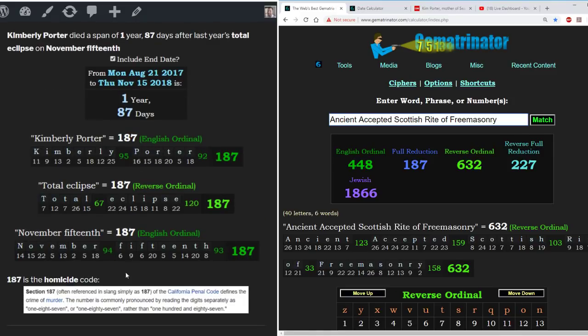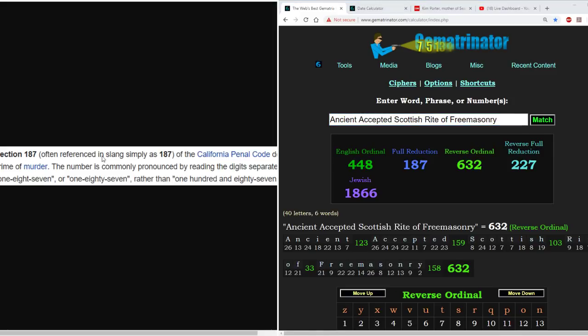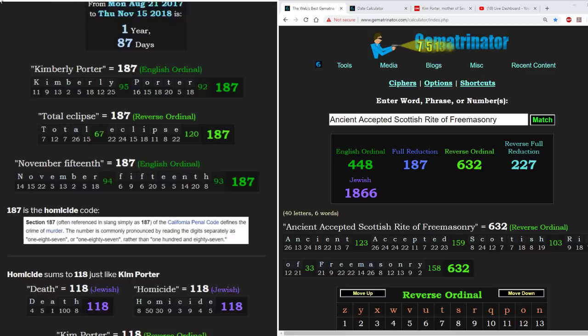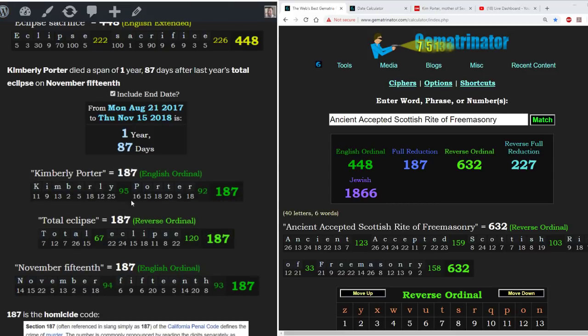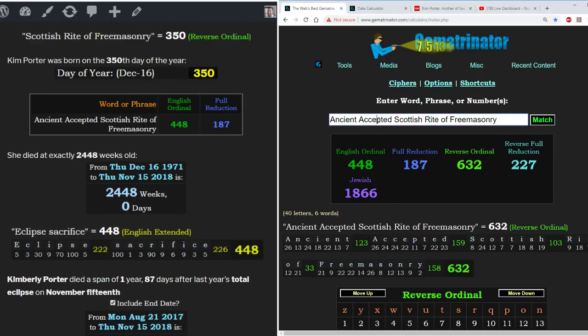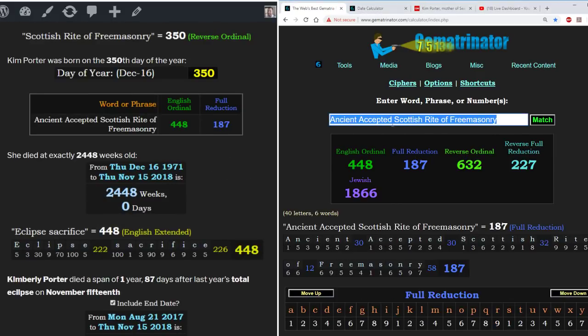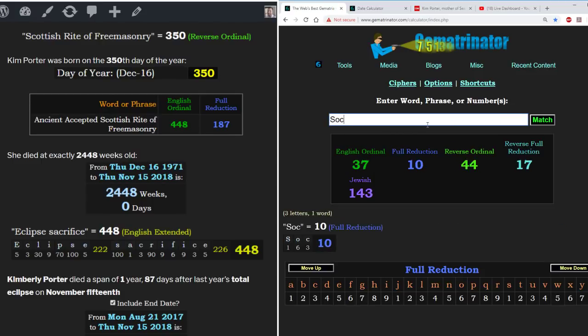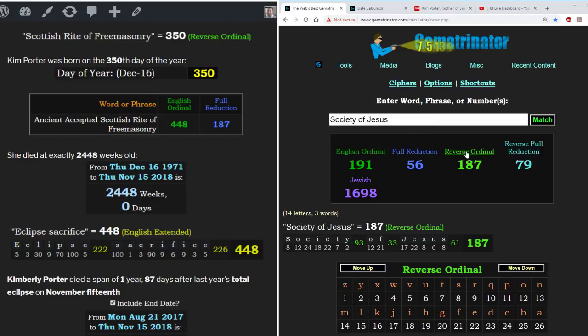Now, we were talking about all these 187s. Of course, 187, the homicide code there in California, dying 1 year, 87 days after the eclipse. Well, 187 is also the reduction gematria of the secret society Ancient Accepted Scottish Rite of Freemasonry. The Jesuit Order or Society of Jesus, another secret society interlinked with Masonry, they have reverse gematria of 187.